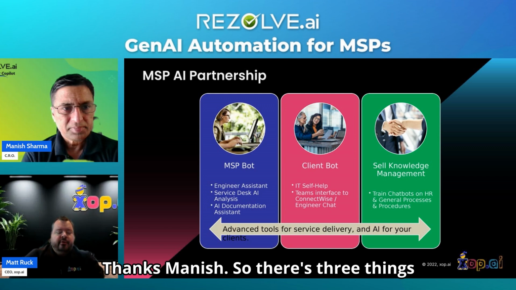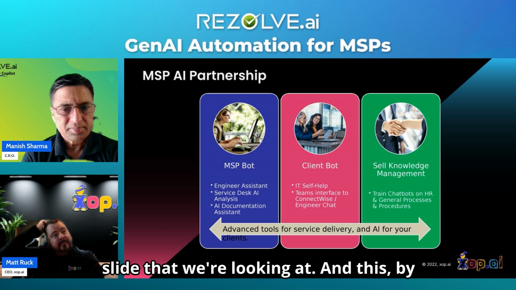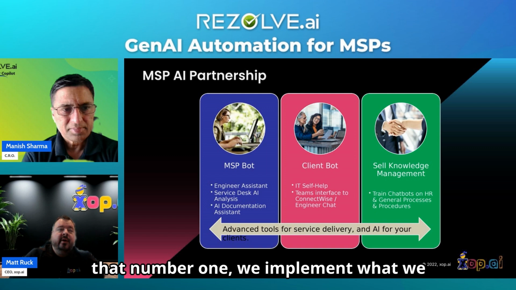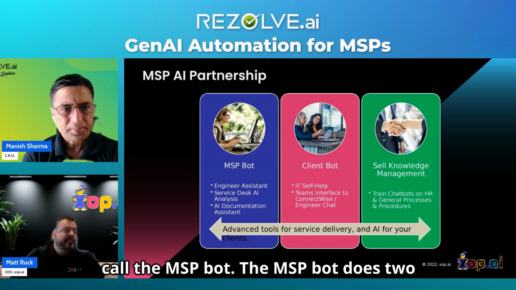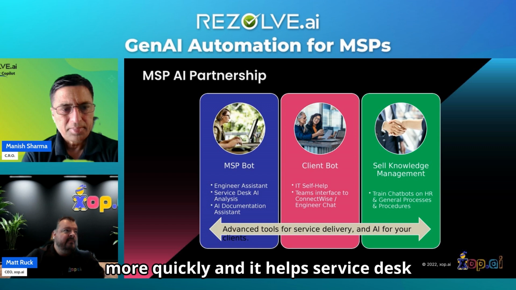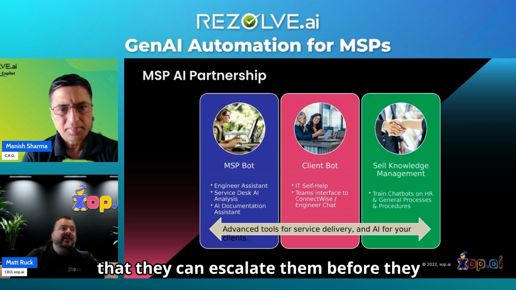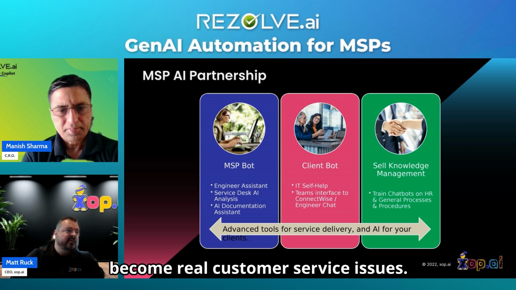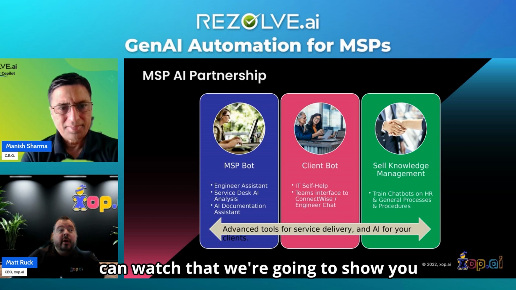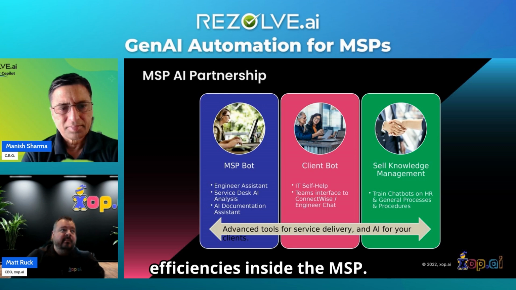Thanks, Manish. So there's three things that we do, as illustrated here on this slide that we're looking at. And this, by the way, is also usually the sequence in which we implement these solutions. Number one, we implement what we call the MSP bot. The MSP bot does two things. It helps engineers solve problems more quickly, and it helps service desk managers identify problematic tickets so that they can escalate them before they become real customer service issues. And we're not going to do a demo today. There'll be a subsequent video that you can watch where we're going to show you the MSP bot. But those are driving efficiencies inside the MSP.